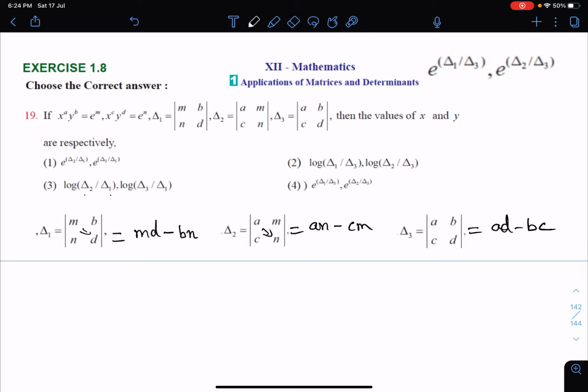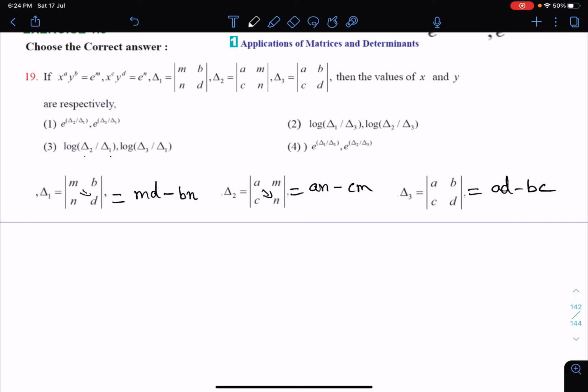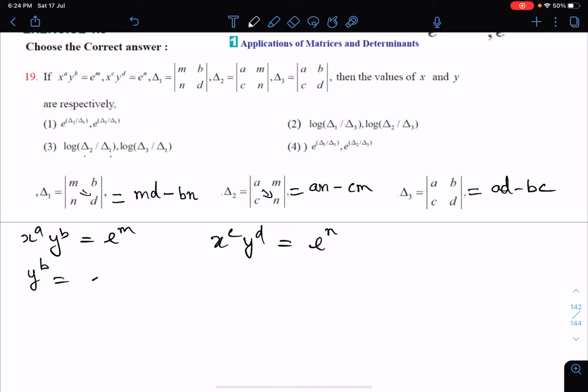Now we will go into our problem. We are going to take the first one, x^a y^b = e^m. Similarly, x^c y^d = e^n. So you are going to find a value for y. So y^b = e^m by x^a. Here y^d = e^n by x^c.